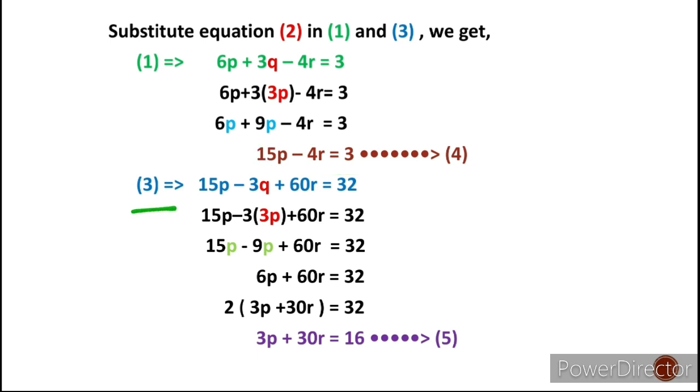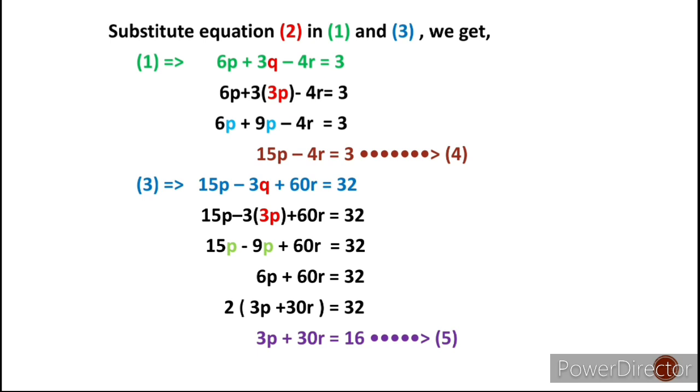Now take the third equation. I write the equation once again: 15p minus 3q plus 60r is equal to 32. Instead of q, I write 3p here, the same as the previous step. So I write 15p as it is, minus 3 as it is, instead of q, 3p, plus 60r is equal to 32. Simplify this. 15p minus 3 into 3 is minus 9p plus 60r is equal to 32. So 15p minus 9p is 6p. 6p plus 60r is equal to 32.